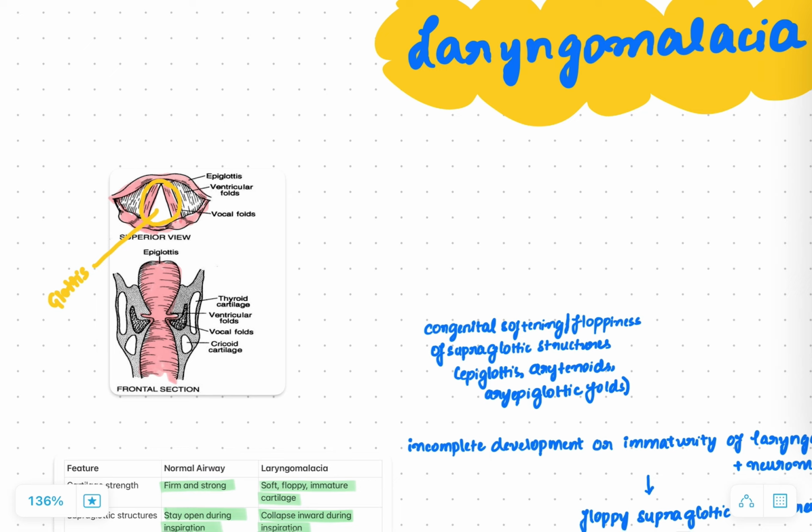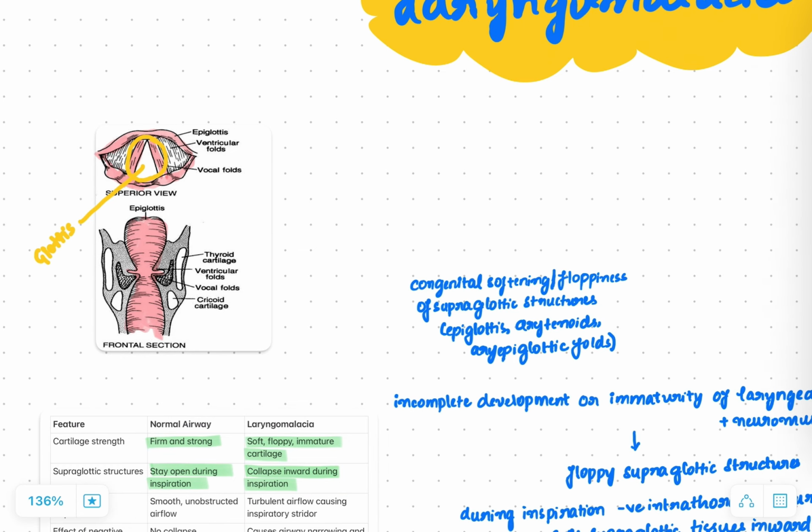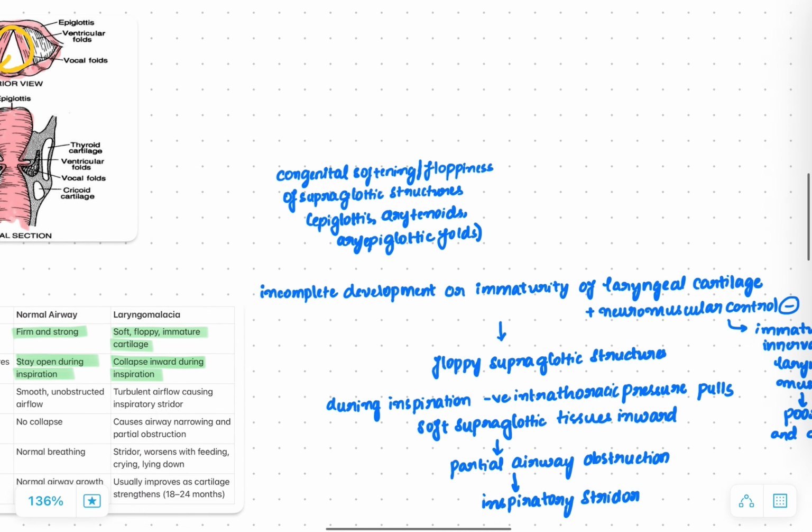The main function of the glottis is voice production, that is phonation, because the vocal cords will vibrate whenever the air passes through and produce sound, along with airway protection and also breathing control. The main function of the supraglottis is airway protection. It will prevent food from entering the airway and the lungs whenever we eat. So the main function of the supraglottis is airway protection, and the main function of the glottis is phonation, airway protection along with breathing control.